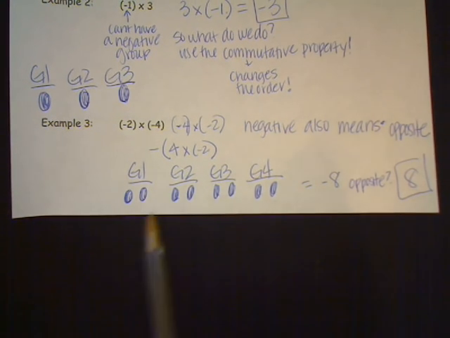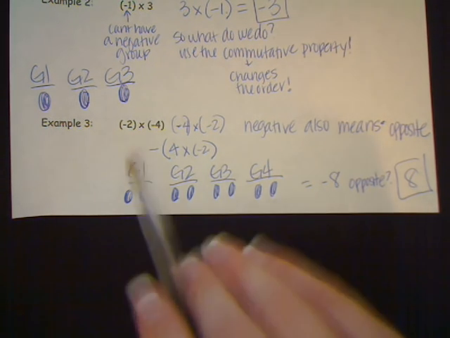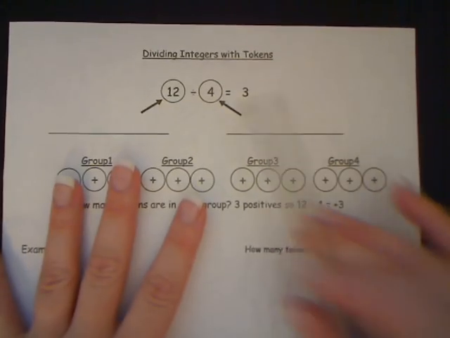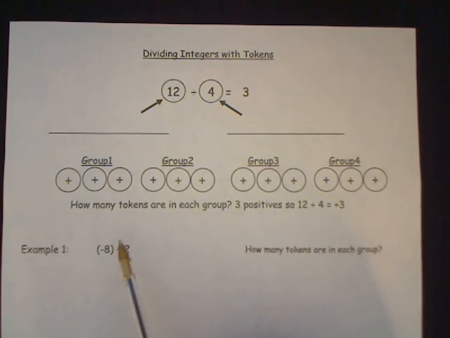Okay? Just remember that when you get really big numbers, like negative 55 times 20, you're not going to want to draw all those groups. So you're going to have to know the rules too, but for smaller numbers like this, if drawing it out helps you, go for it. All right, let's flip this page over. On the back, we've got dividing integers with tokens.